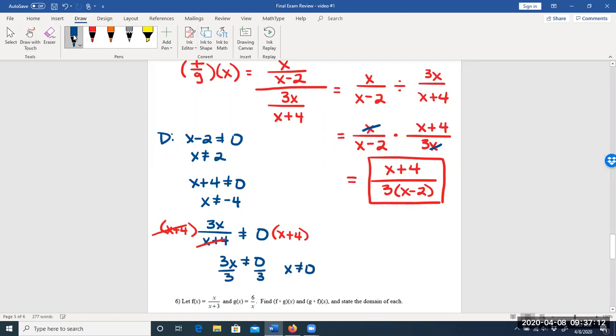So the domain for this one is, in WebAssign, this is what it's going to look like. All real numbers minus the set containing -4, 0, and 2. So I have to remove all 3 of these numbers from the set of all real numbers.